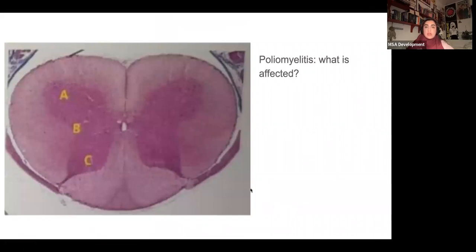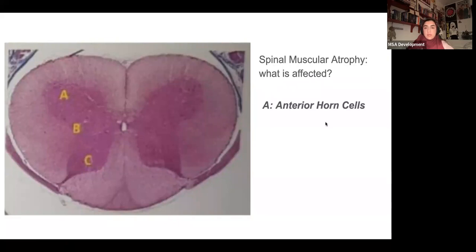You're going to get a cross-section of your spinal cord, and now they're going to say, okay, this is the disease, so which part of your spinal cord is going to be affected? So poliomyelitis, what is affected basically? And in polio, we know that the anterior horn cells are affected, so A, anterior horn cells. Spinal muscular atrophy, what is affected? And like I showed you guys, it was actually also the anterior horn cells, okay?